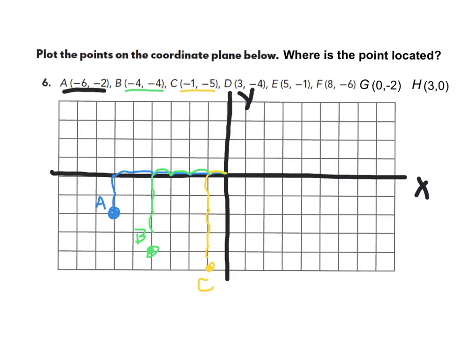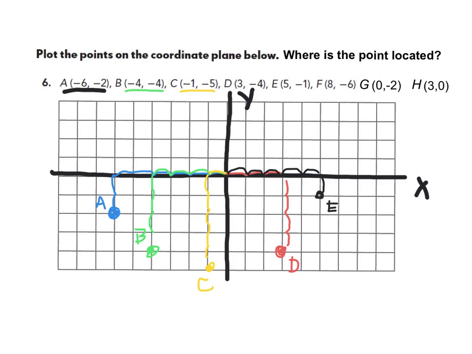If I look at D, it's at 3, -4, so 3 in a positive direction, and then -1, -2, -3, -4. Putting point D here, this is in the fourth quadrant. Point E is 5 in a positive direction, 1, 2, 3, 4, 5. And then down 1 in a negative direction, we put point E right here.